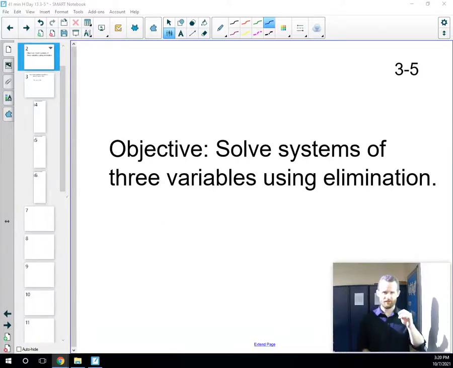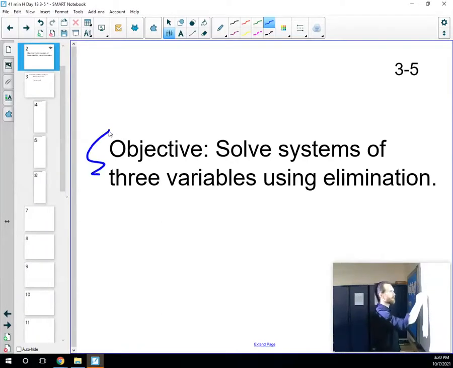We're doing chapter 3, section 5 in this video. After today, we should be able to solve systems of three variables using elimination. Solve systems of three variables using elimination. So in earlier videos, we talked a lot about how to solve two variable systems using substitution and elimination. Today, we're going to apply elimination to a three variable system.